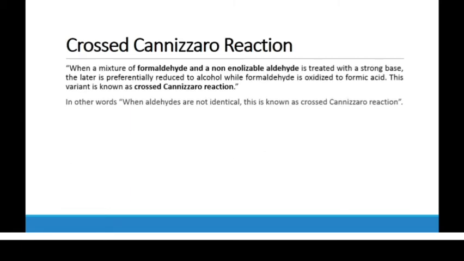So what is the crossed Cannizzaro reaction? When a mixture of formaldehyde and a non-enolizable aldehyde is treated with a strong base, the latter is preferentially reduced to alcohol, while formaldehyde is oxidized to formic acid.